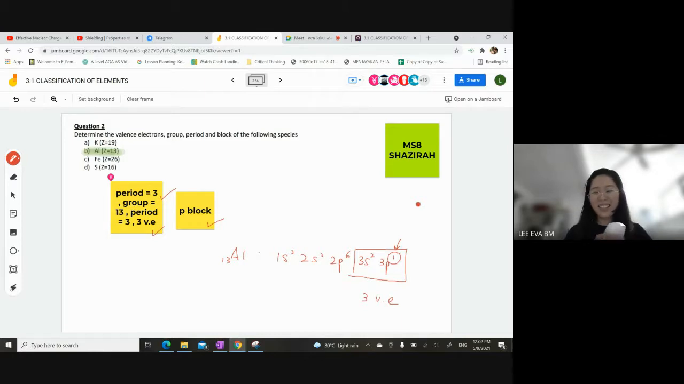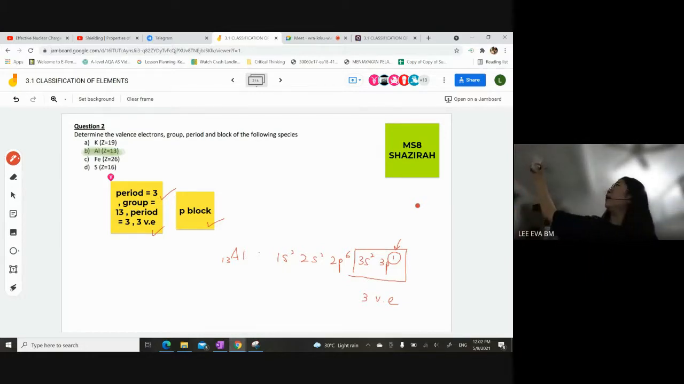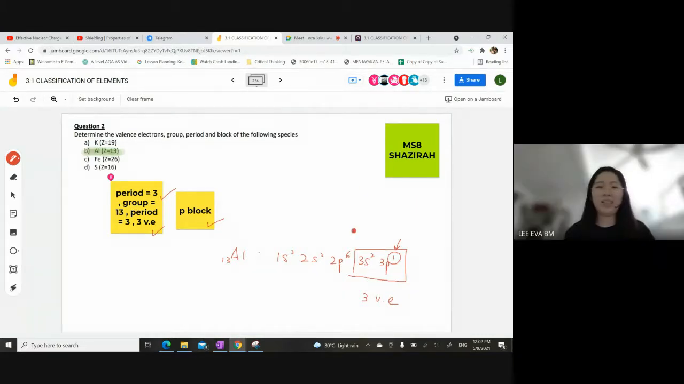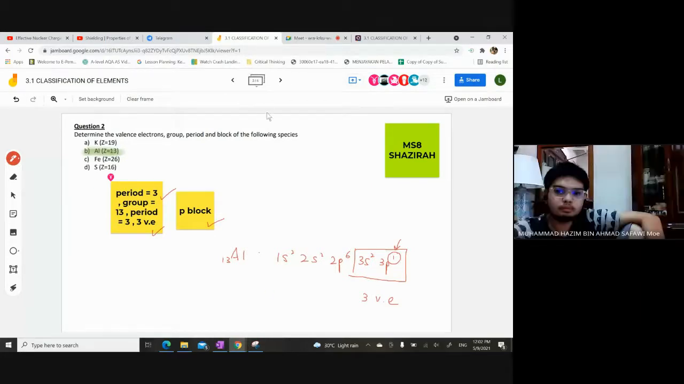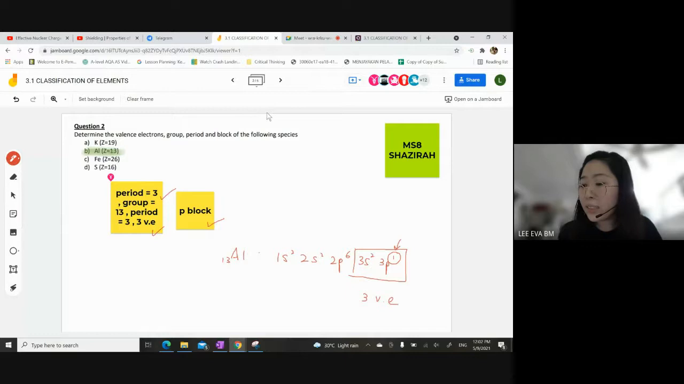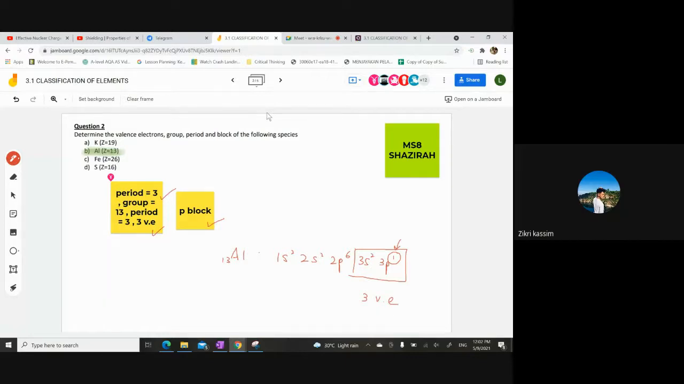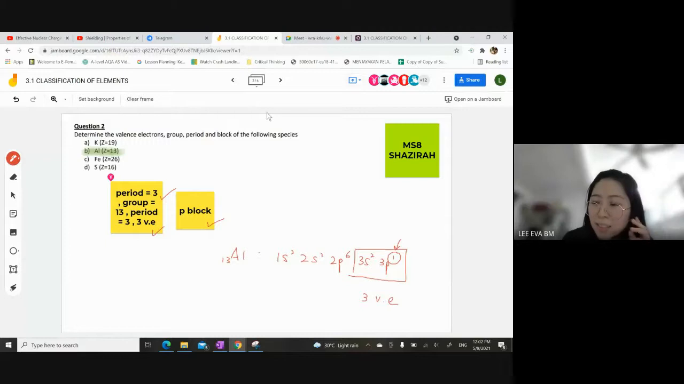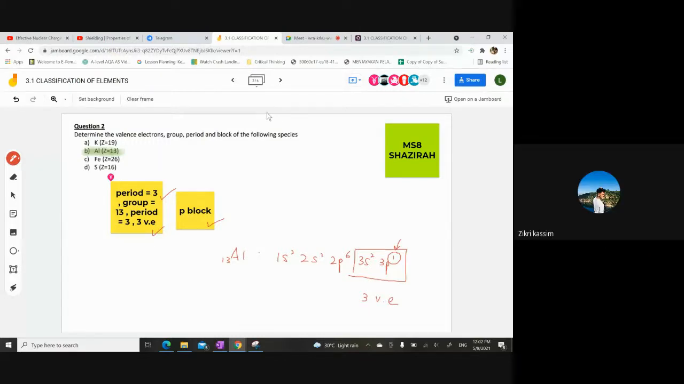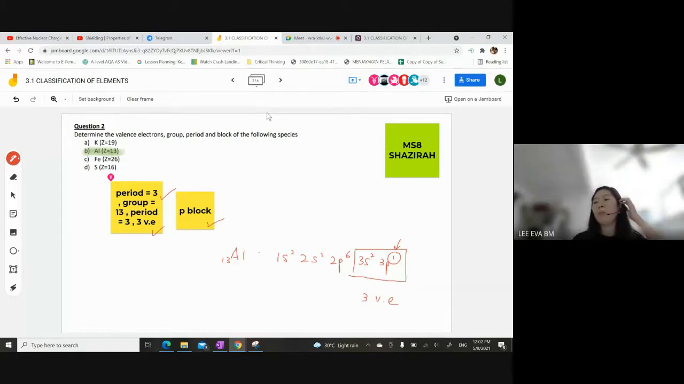Boleh? Boleh, madam. Okay. So does anyone want to ask questions over here? Tak ada. Semua dah pandai. Madam, if we write block P, is it wrong or right? Blok P betul. P blok betul. Asalkan nampak P, asalkan awak punya SPDF betul. Blok P, P blok, dua-dua boleh.